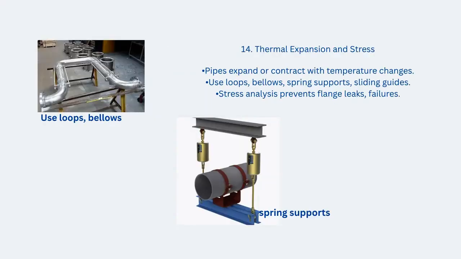14. Thermal expansion and pipe stress. Pipes expand or contract due to changes in temperature. Improper design can lead to cracking or flange leaks. That's why engineers include expansion loops, bellows or flexible joints, and sliding or spring supports. A proper flexibility analysis using software like Caesar II helps avoid failures.